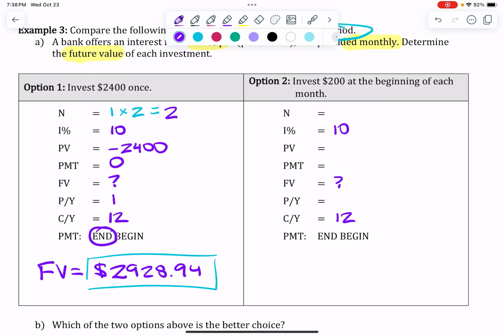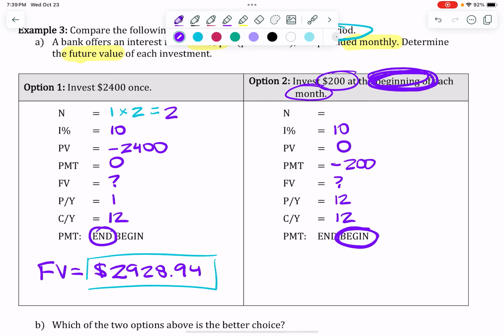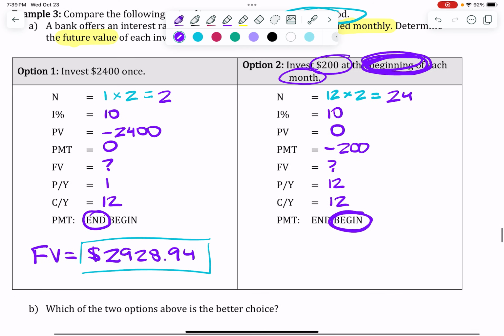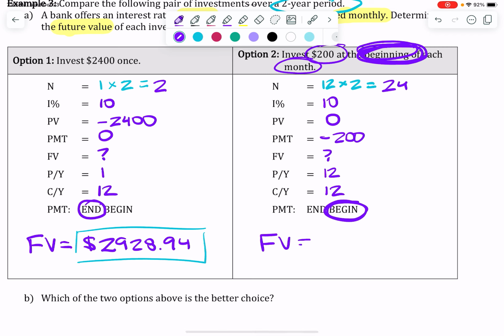For option 2, I'm investing $200 at the beginning of each month. Okay, since that $200 is repeated, it goes into my PMT. It's happening every month, so PY is 12, and at the beginning, so I have begin. I don't have a PV, since there's nothing told to me about a one-time investment, so that's 0. And my N is 12 times 2, which is 24. When I plug it in, this future value ends up being $5,333.46.